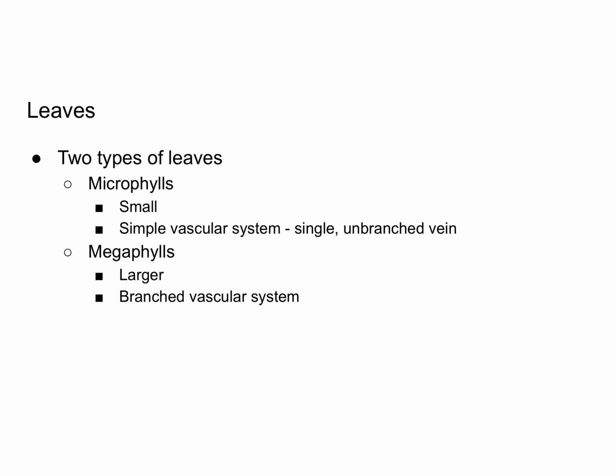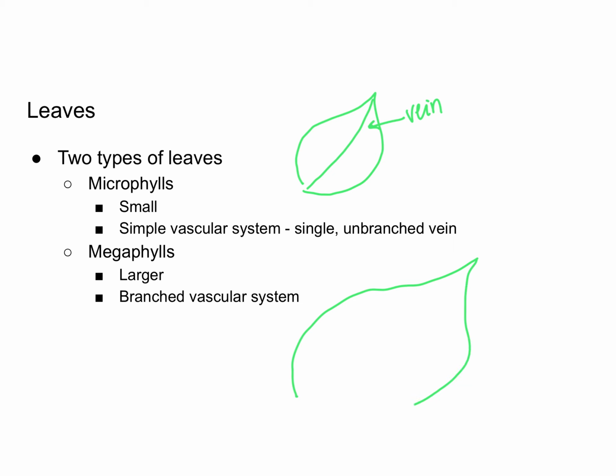There are two types of leaves. There are microphylls, which are small, and they are very simple when it comes to the vascular system. So if we were to draw a cartoony leaf here, they would have basically one vein running through it containing that vascular tissue. Now, megaphylls are larger, and they not only have a single vein, but then they have branched veins coming off of them.